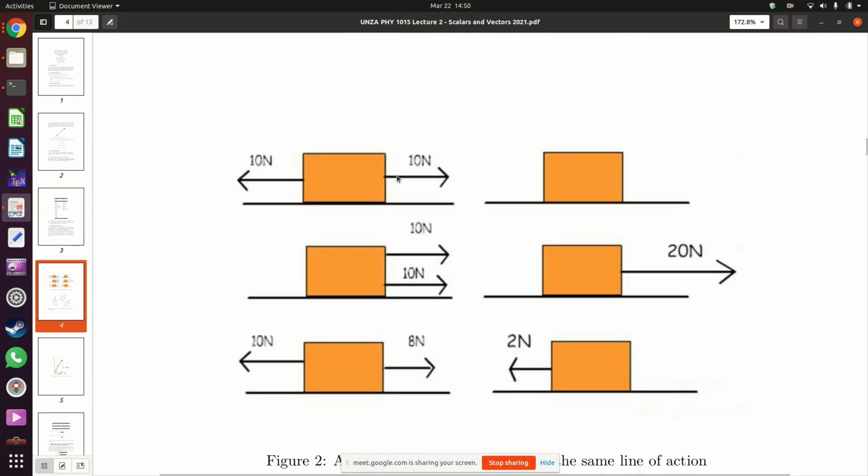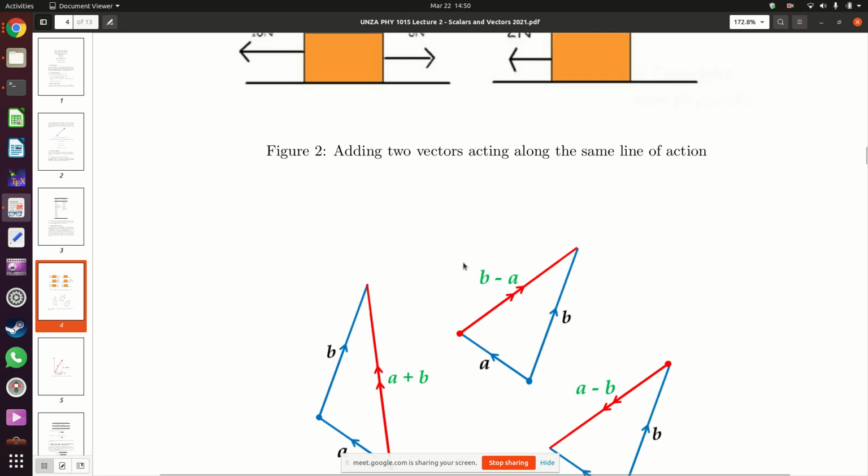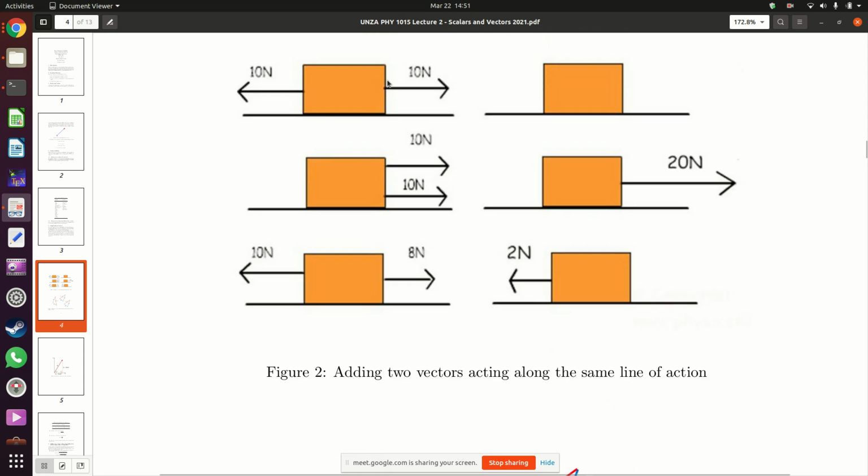So as you're going to see, I'll talk about this later. These are basically vectors pointing in the same direction, acting along the same line. These ones are opposite. If you choose this part to be positive, then this force is going to be plus 10 newtons. If this is supposed to be positive, then this is going to be negative.